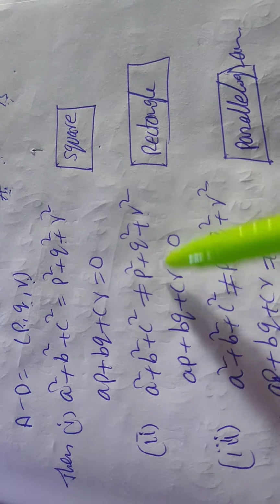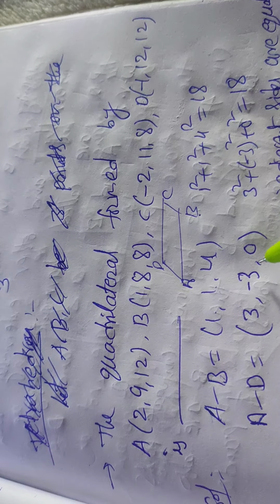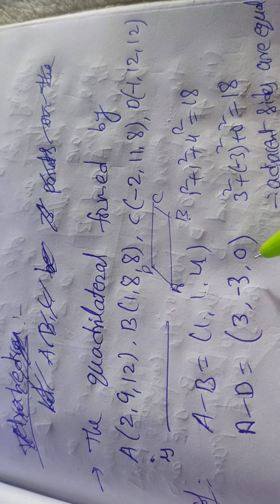A minus B means we have to subtract corresponding elements in A and B and write the resulting elements in the corresponding position. That means 2 minus 1, the difference of x coordinates, is written in the x coordinate position in A minus B. So 2 minus 1 is equal to 1. Next 9 minus 8 is equal to 1. 12 minus 8 is equal to 4. So (1, 1, 4) is A minus B. Next A minus D: 2 minus of minus 1, that is 2 plus 1, 3. 9 minus 12 is minus 3. 12 minus 12 is 0.